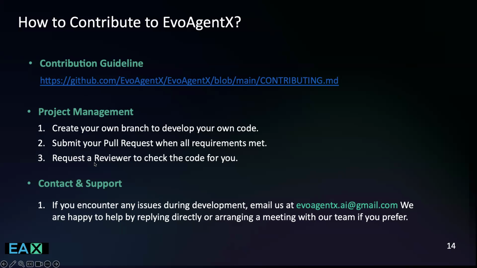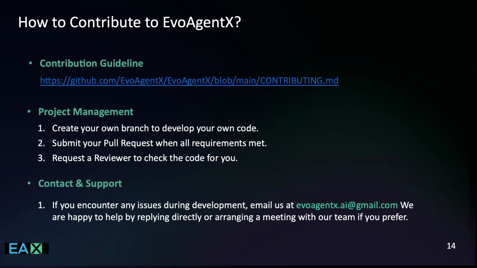In addition to the contribution guideline, here is how we manage the project or contribution from collaborators. If you want to collaborate, you can just pull our code and then create a new branch. You can develop on that branch, and after you have finished, you can create a pull request. And after we have found your pull request, we can review the code, and if the code is ready, then we can merge this to the main branch.